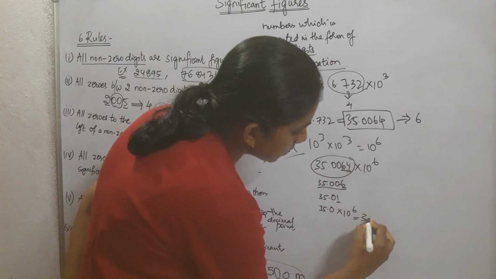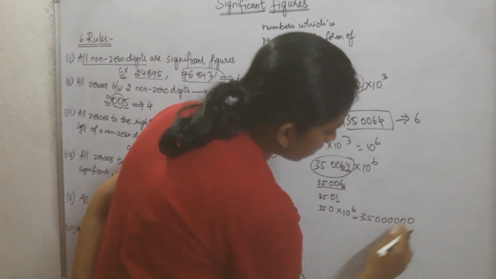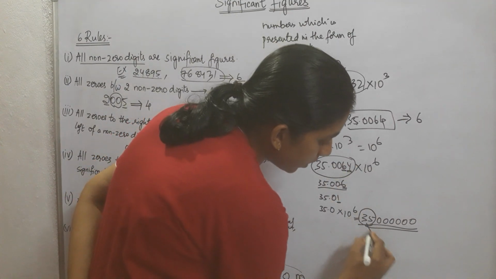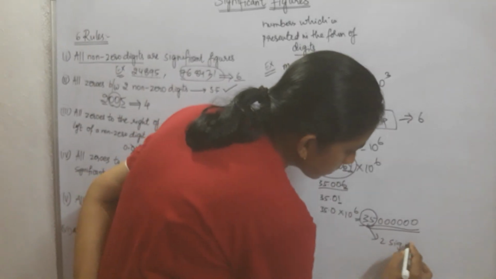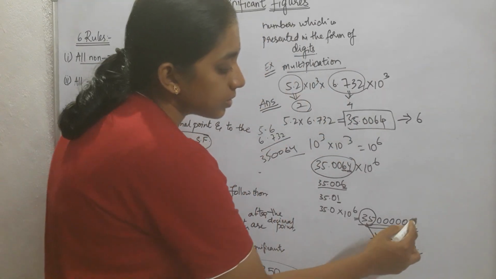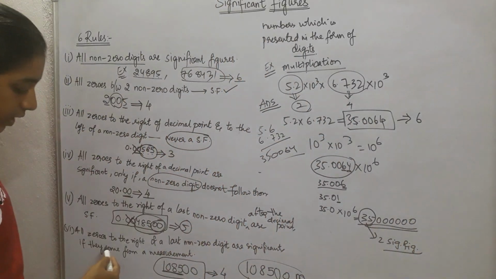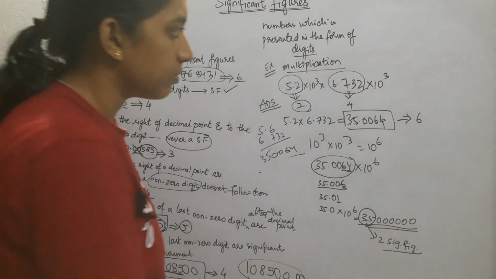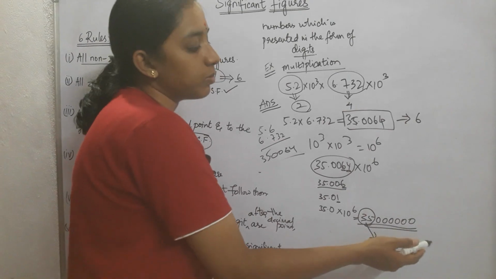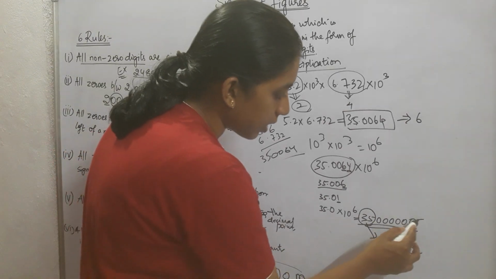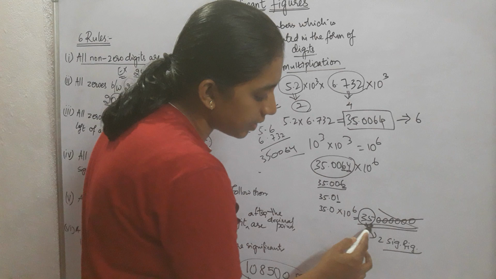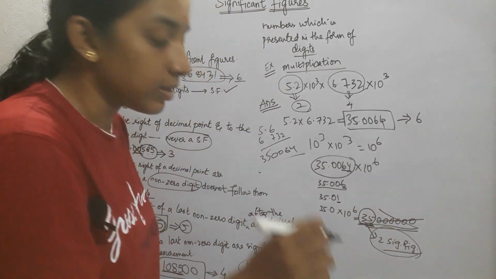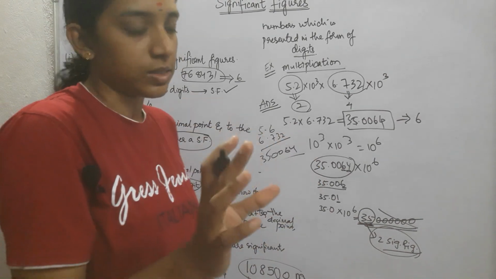So what will be the answer? 35. Right. So this is our final answer, and the number of significant figures here is only 2. Why? Because zeros to the right of the last non-zero digit are significant only if they come from a measurement. We did not write any meters or kilometers, whatever it is. So these are not significant figures. Only 35 is significant. So 2 significant figures. We have to always get the least number of significant figures in a result.